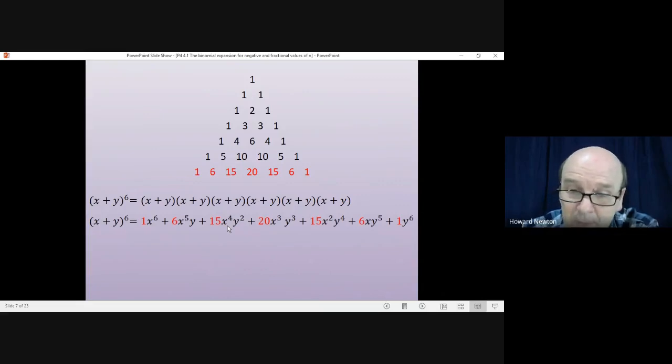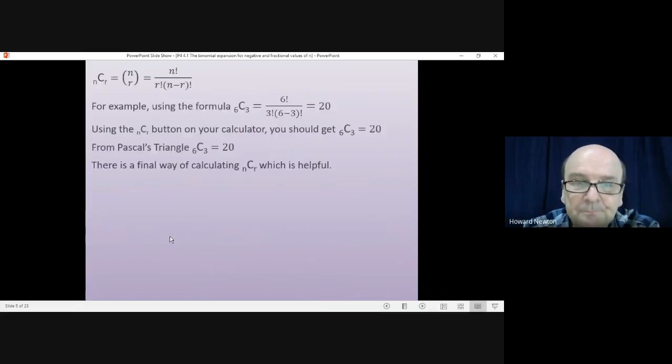Note the symmetry. What we're asking there is exactly the same as this term here, where we've got 15x squared y to the 4, where essentially we've chosen y from 4 of the brackets and x from 2 of the brackets. And again, there are 15 ways of doing that. It's exactly the same question as we were asking here, just swapping the x's and y's over. So that's why you get symmetry with these terms.